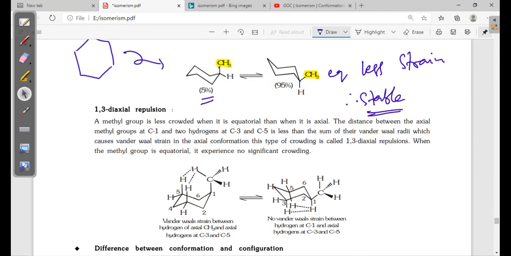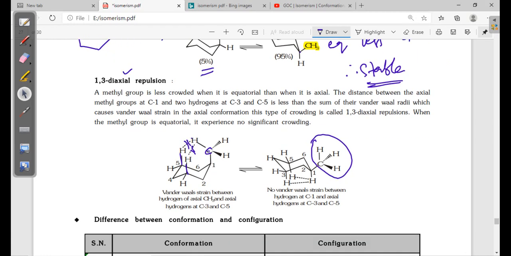Now, why is the axial position unstable? Because of 1,3-diaxial repulsion. See here, like the flagpole hydrogens we discussed last time, this carbon has a methyl group. This hydrogen and these hydrogens are axial hydrogens, straight perpendicular, so repulsions are there. But in the case of equatorial, this group is completely away from the main chain. Here also repulsions are there, but these are only hydrogen-hydrogen repulsions, which are not considered much. So this one is more stable.